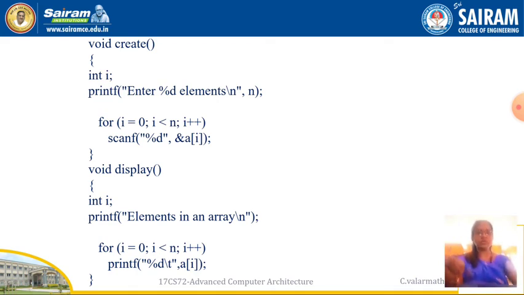Then the second function is void display. That means we need to display the elements of the array. For displaying, the same logic is used: starting from i equal to 0, i less than n, i plus plus. Instead of scanf, here a printf statement prints the value of each element.